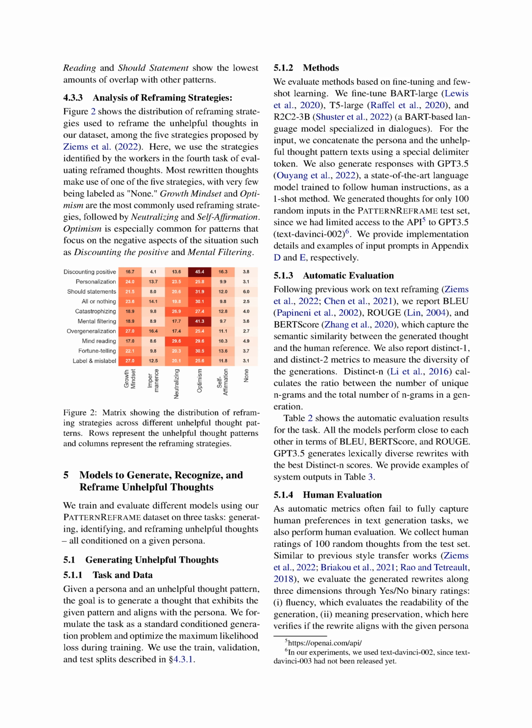GPT 3.5 API. In terms of automatic evaluation, we use metrics such as BLEU, ROUGE, and BERTScore to measure the semantic similarity between the generated thought and the human reference. We also use distinct-1 and distinct-2 metrics to measure the diversity of the generations. These metrics calculate the ratio between the number of unique n-grams and the total number of n-grams in a generation. The results show that all models perform similarly in terms of BLEU, BERTScore, and ROUGE. However, GPT 3.5 generates the most lexically diverse rewrites with the best distinct-n scores.